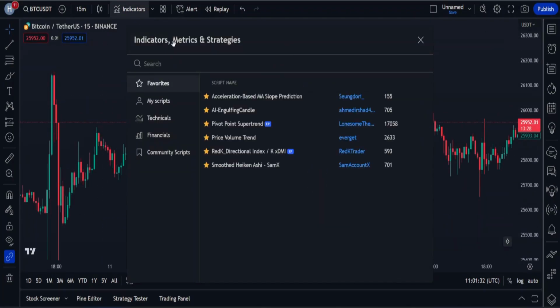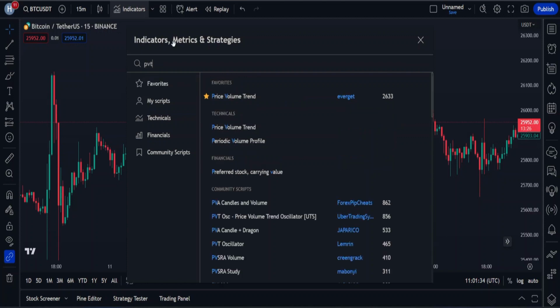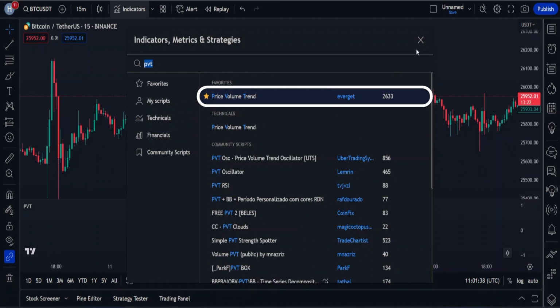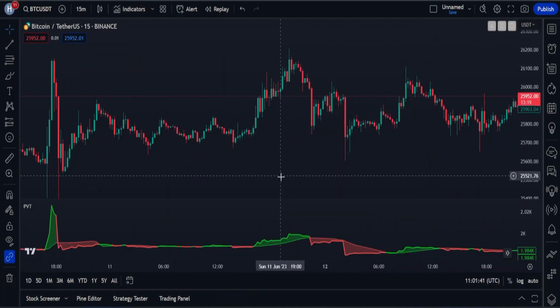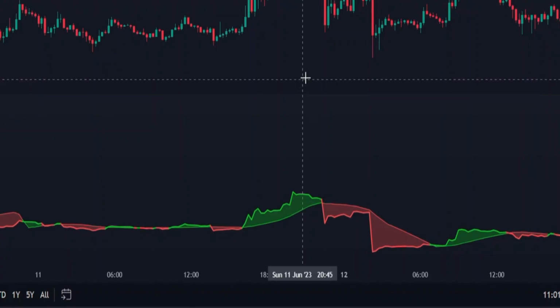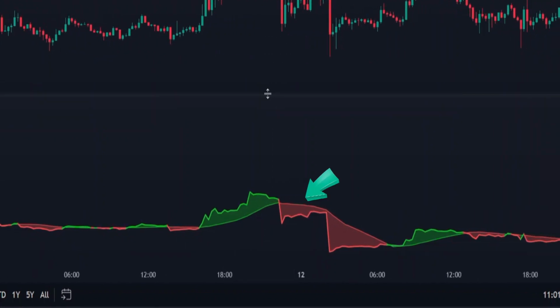So we will head over to the Indicators tab and search for the Price Volume Trend Indicator, and select this one made by Evergate and add it to the chart. Now let's take a look at what the different components of the indicator are and how they work. The first component of the indicator is the PVT line. This is the main component of the indicator and shows us the price-adjusted volume.